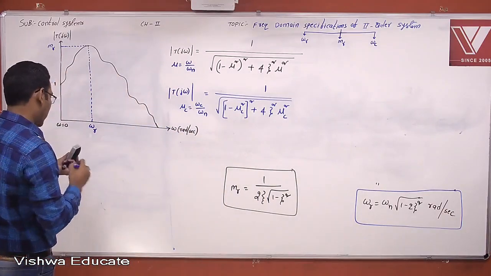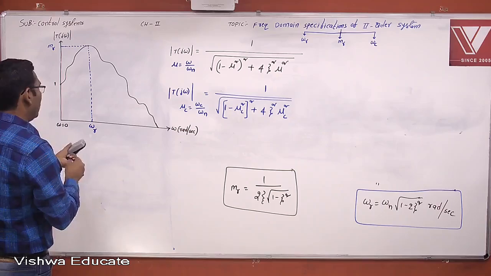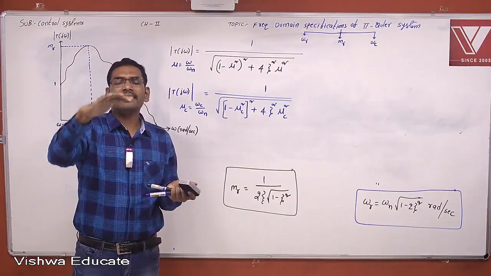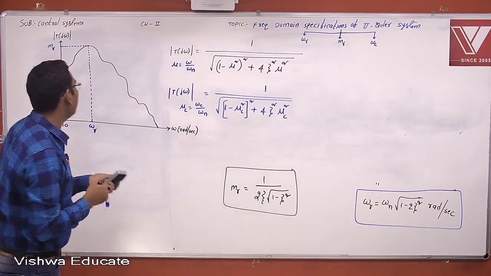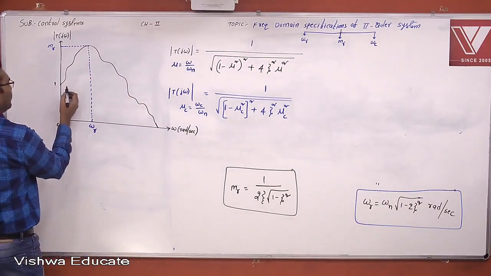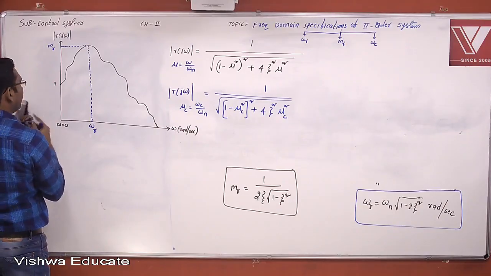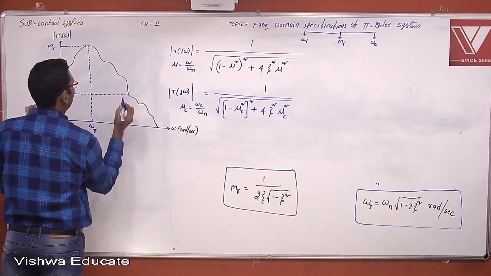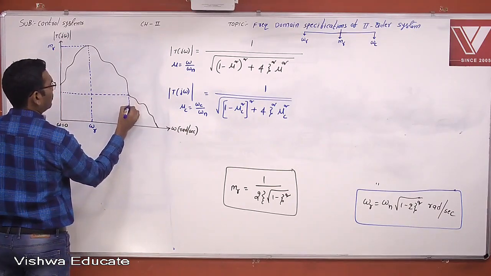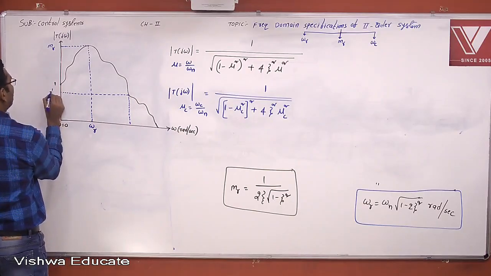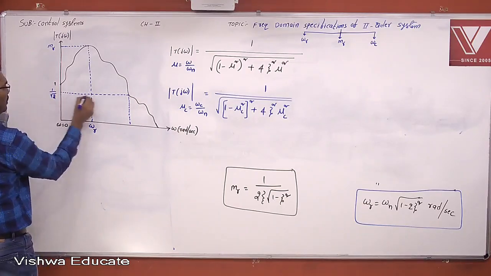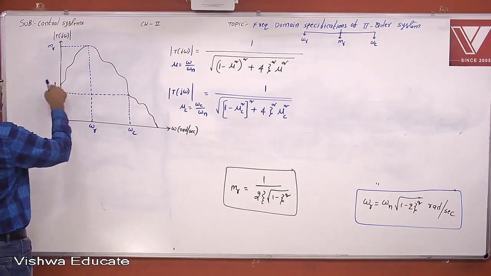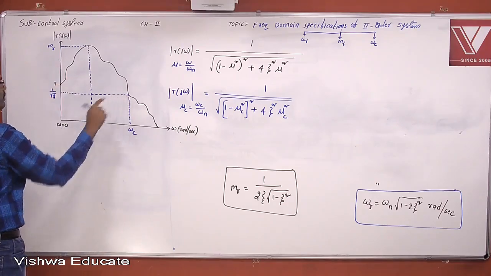How to find the cutoff frequency? What is the cutoff frequency? The cutoff frequency is the frequency at which the magnitude has a value of 1 by root 2, meaning the 3 dB point. So the cutoff frequency is the frequency at which the magnitude has a value of 1 by root 2. When the magnitude equals 1 by root 2, that particular frequency is the cutoff frequency. It is the frequency at which the magnitude drops down to 1 by root 2.